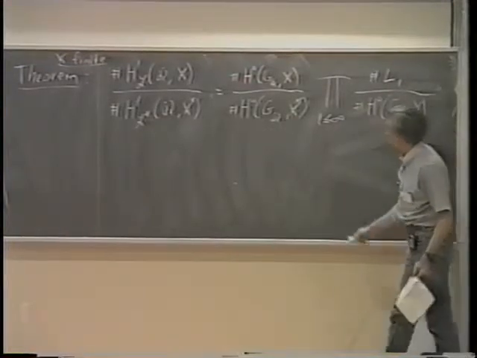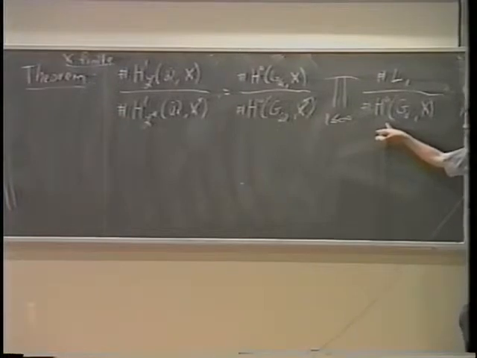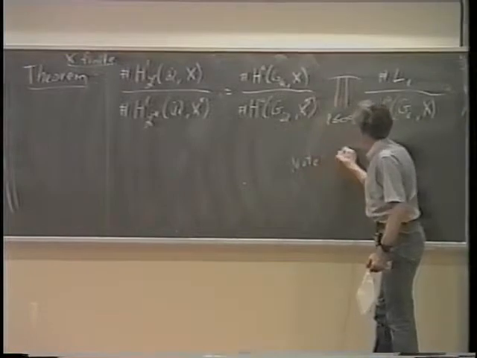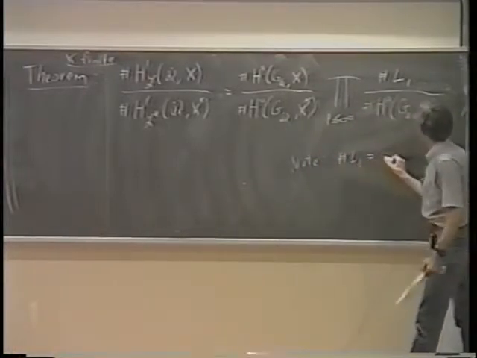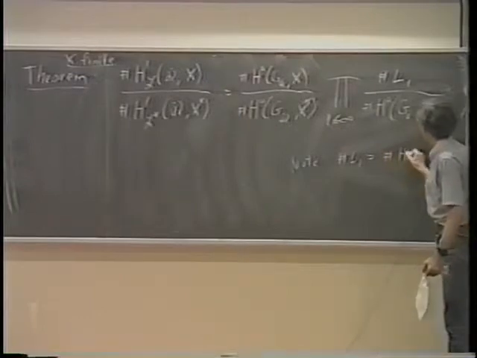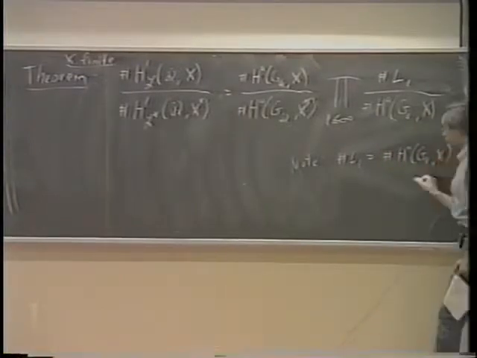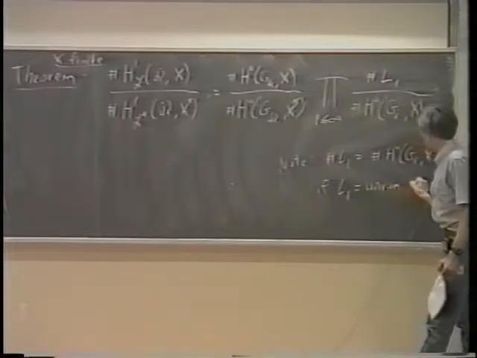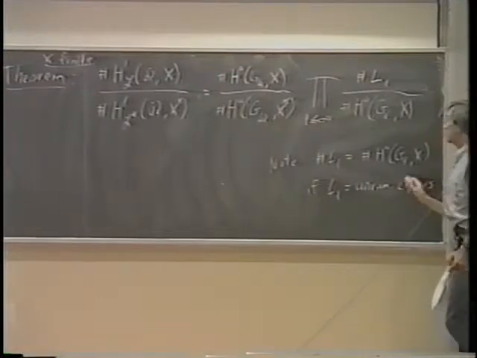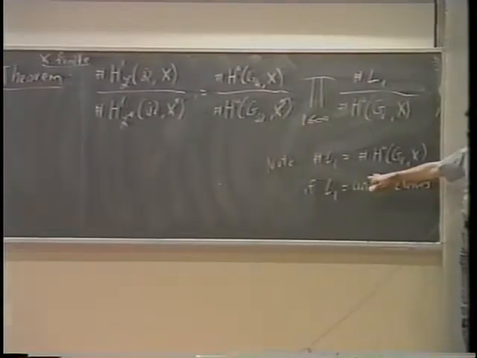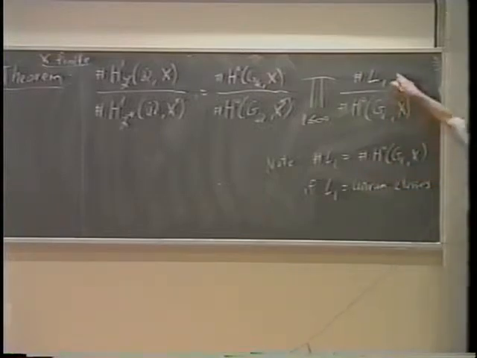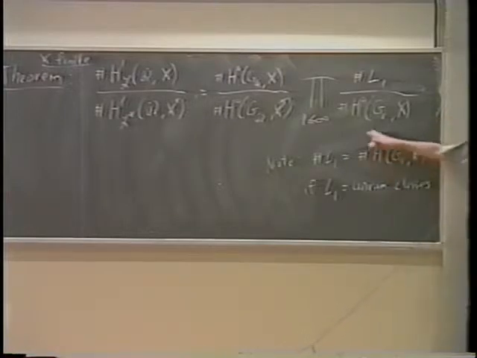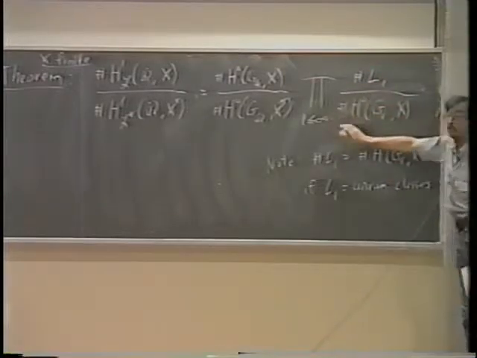Now, the first thing to notice is this is an infinite product. But of course, if you're going to write down an infinite product, it better be a finite product. And let's note that the order of L sub L equals the order of the H0 of G_L, X if L sub L equals the unramified classes. This is something I stated last time. So anyway, this ratio is 1 as soon as you take L sub L equal the unramified classes. And since this is the unramified classes for almost all L, you only have finitely many terms in this product.